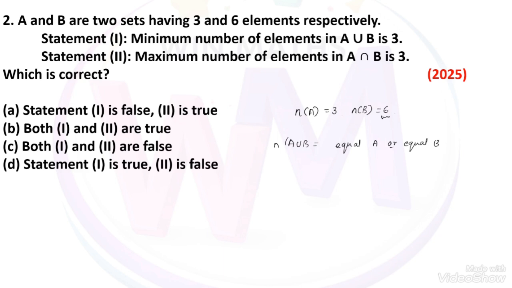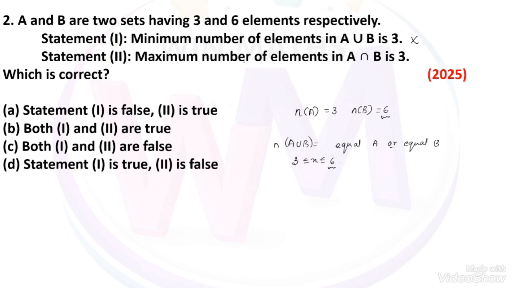So n of A union B maximum. Minimum 3 elements are there, but how many at maximum? A union B must contain a maximum of 6 elements. Then in the option, the minimum number of elements in A union B is 3. So this is the false statement, because it may be maximum 6. If both sets have distinct elements, then A union B should be 6.